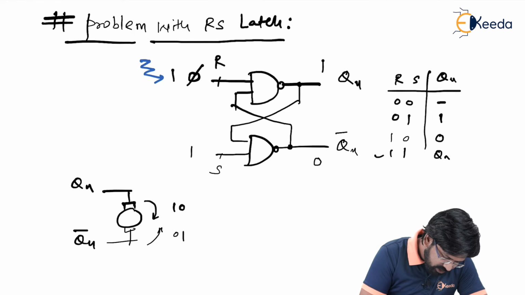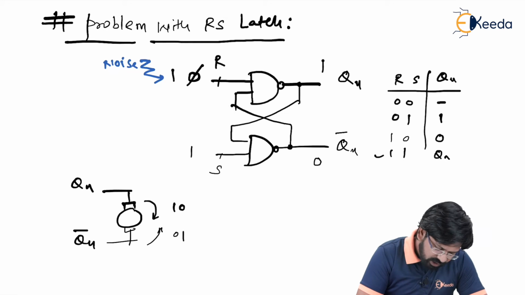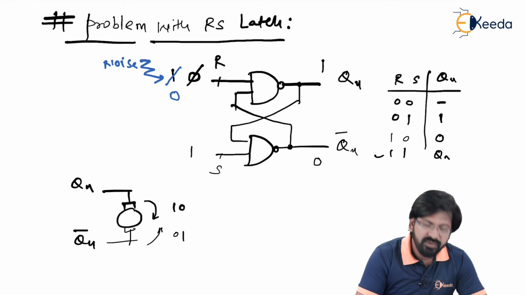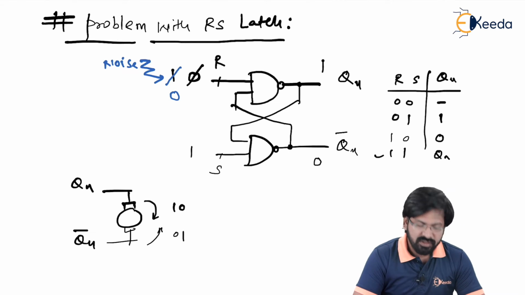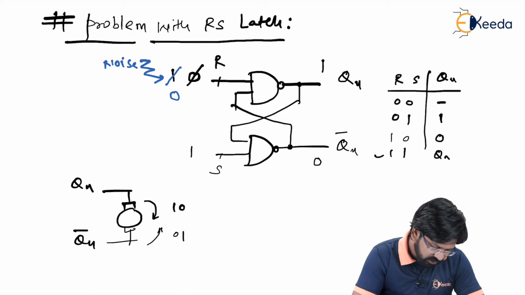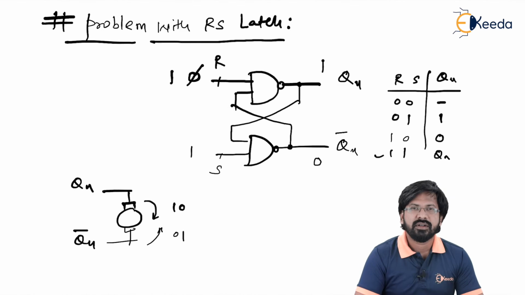So this is a noise signal that I am showing. Because of the noise signal, let us assume momentarily this 1 is changed to 0. Our intention wasn't to make 1 as 0, but because of the noise, let us say momentarily, only for a fraction of seconds, this 1 has become 0, that is R is equal to 0 and S is equal to 1. But in real time applications, noise is the biggest issue.